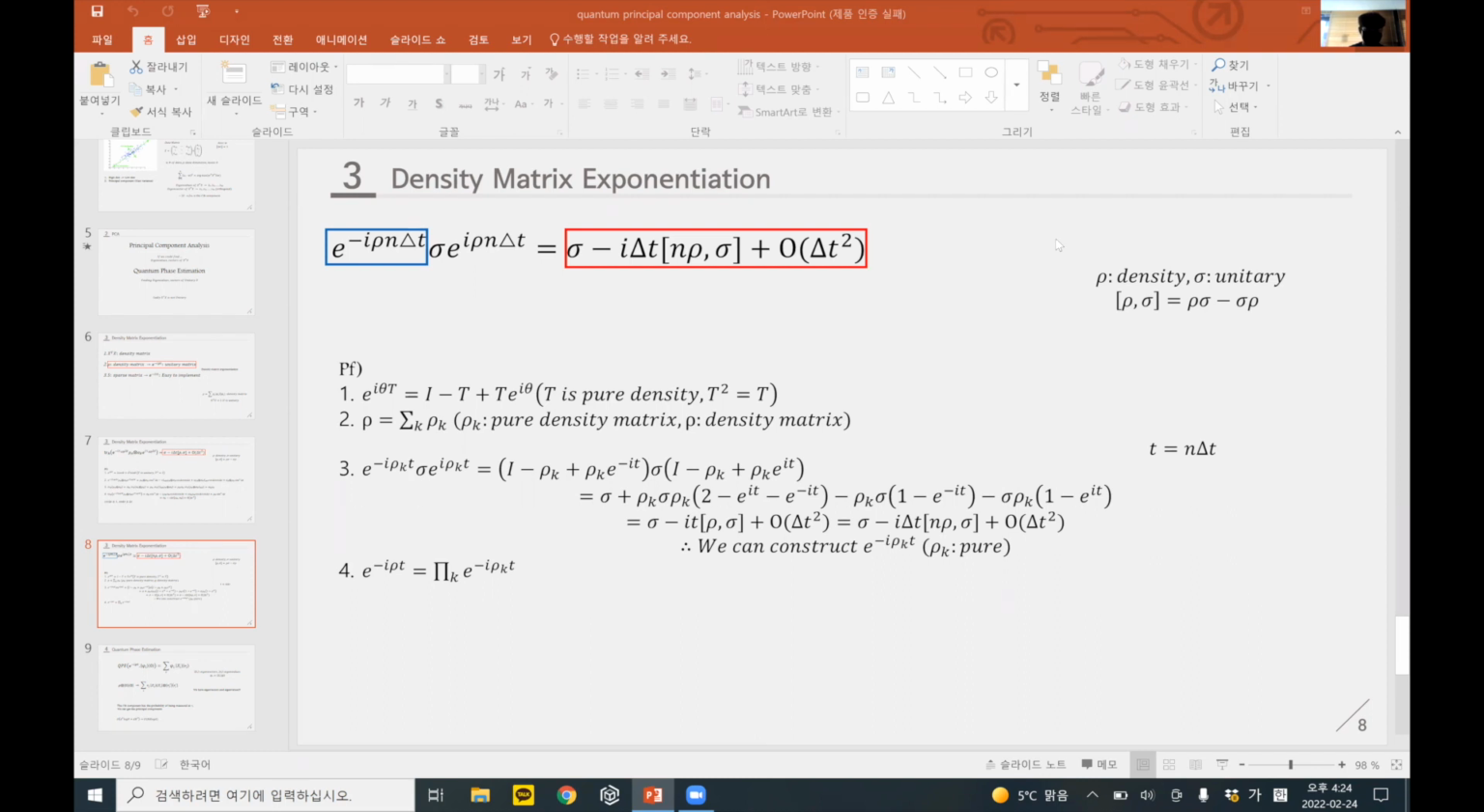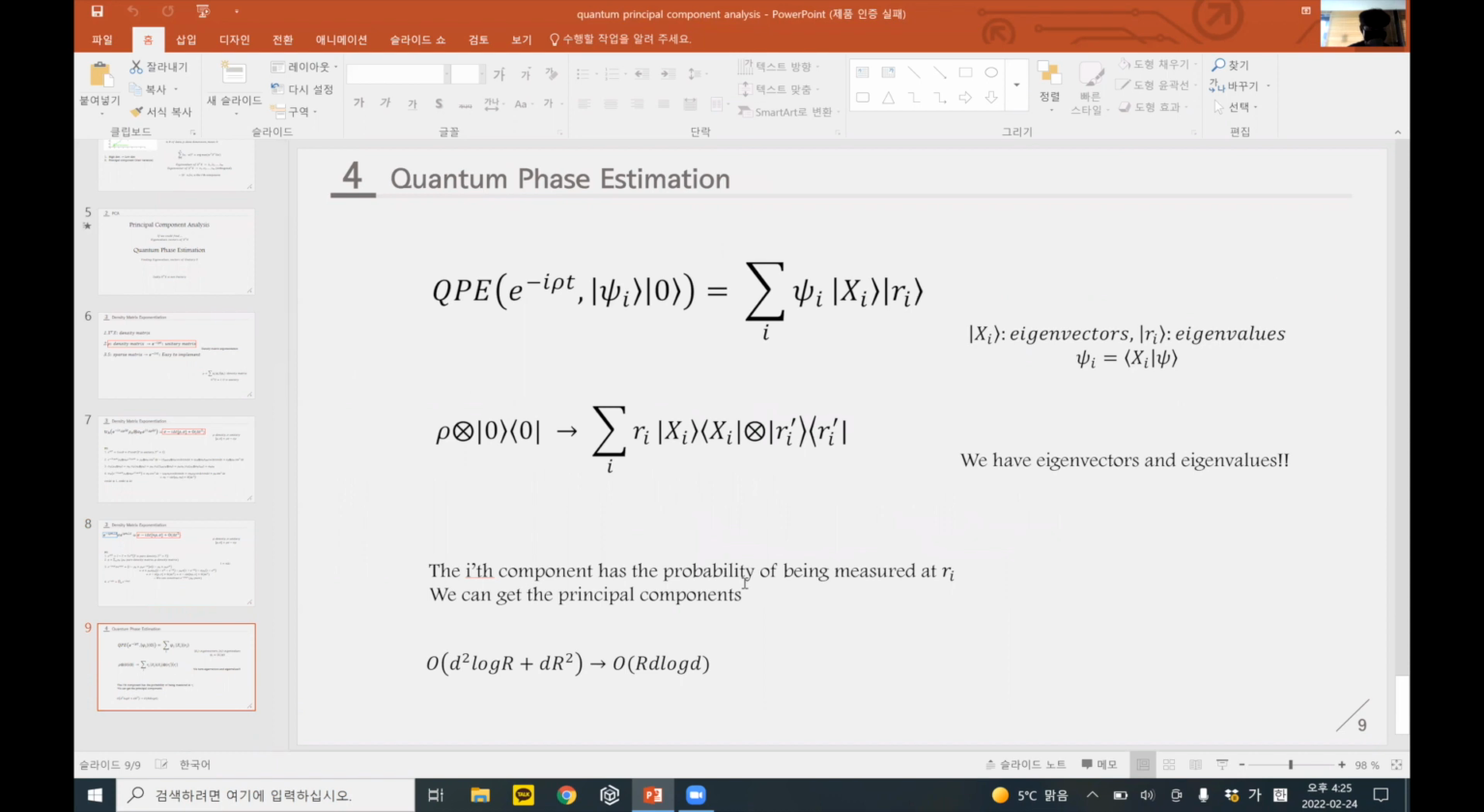Any more questions? Oh, there is another question. Can I ask one more question? Oh, sure. On slide 9. Okay. I'm not very familiar with QPE. So can you explain QPE simply?